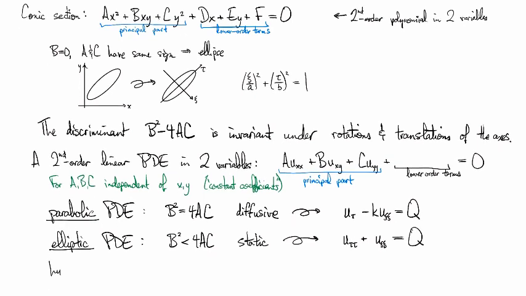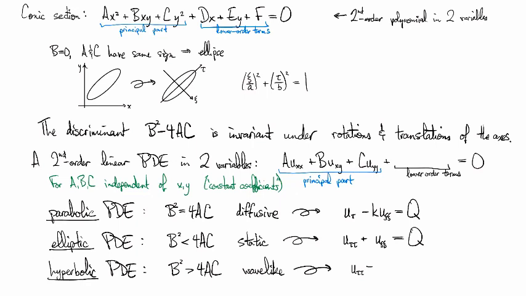And then lastly, there's also the hyperbolic PDE. And this is when b squared is greater than 4ac. And in this case, we have solutions that exhibit wave-like behavior. So some signal is propagated, and usually in a manner that preserves the signal, at least to some extent, as it travels. And so then this is where we have a difference of sign on the two second order partials.